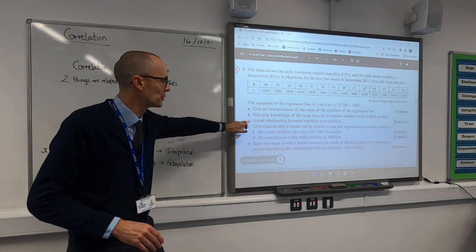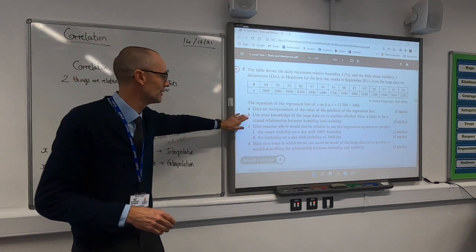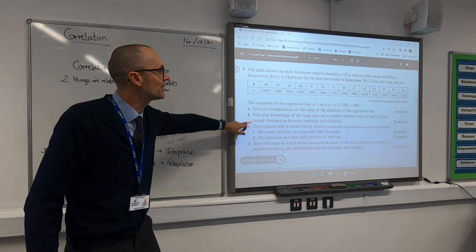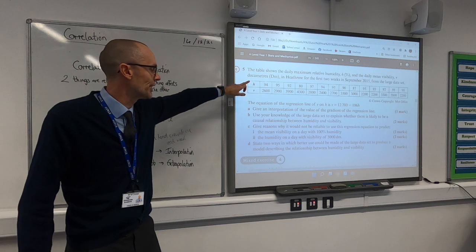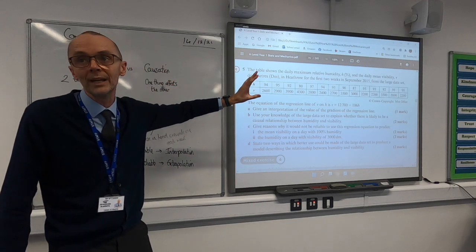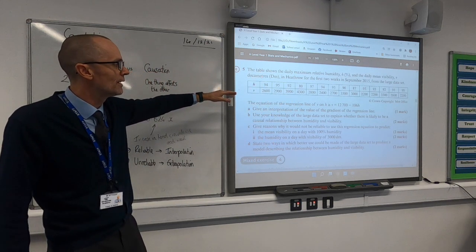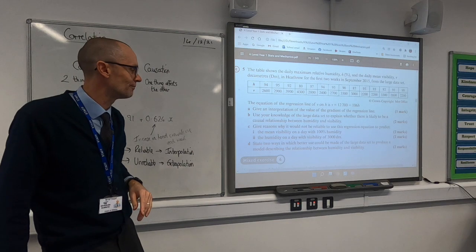I think there is a causal relationship, because if it's very humid, it's raining and you can't see very far. 100% humidity, that's extrapolation, haven't got data. Humidity with a visibility of 3,000, that's using it the wrong way. This line of best fit is designed to predict V, not to predict H.